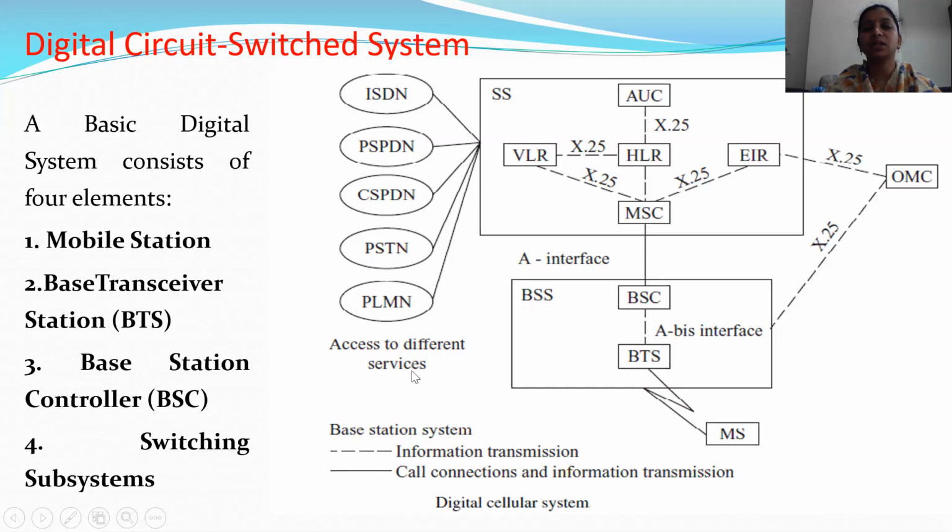Here, access to the different services are ISDN, PSPDN, CSPDN, PSTN, PLMN. Okay, so this is the base station system. The dotted lines indicate the transmission of information, and the solid lines indicate the call connections and information transmission in the digital cellular system. So you will see one by one the function of the mobile station, base station system, and switching subsystems.